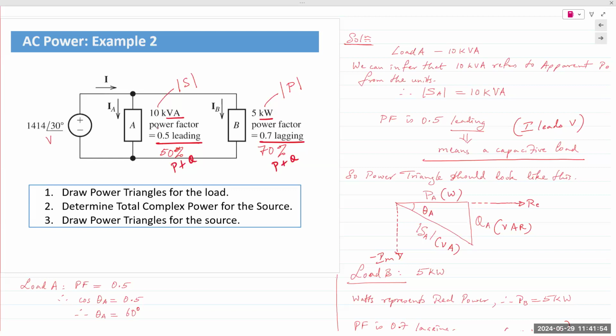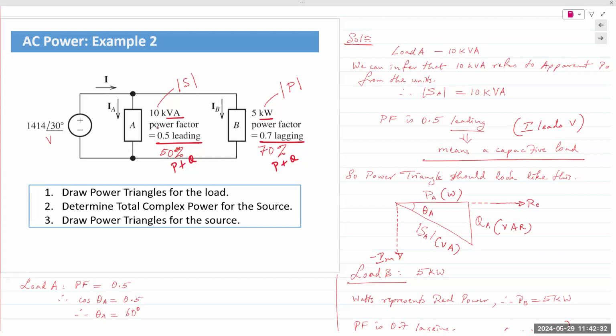So we have the angle from both. 0.5 and 0.7 are given to us. In both cases, cosine of theta is given to us. We can find the power angle from the power factor. Make sense? We can find the angle theta from the values 0.5 and 0.7 because that is the cosine of the power angle. Cos theta is 0.5, cos theta is 0.7. So we can find the power angle for both A and for B.